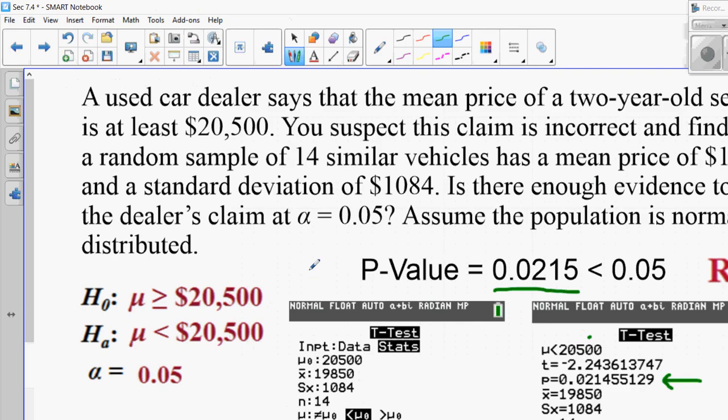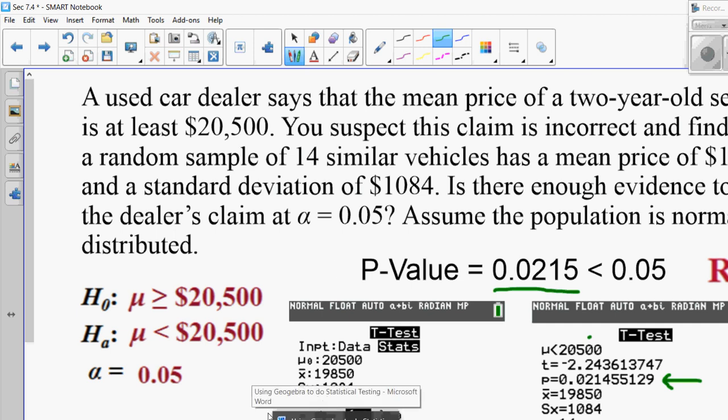So in this one here, we have a t-test, and we have all of our information here. Our mu sub 0 is our 20,500. That's our H sub O. Our X bar is 19,850. Our standard deviation S is 1084, and our sample size is 14, and we have a left-tailed test.